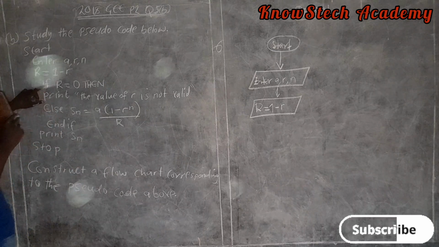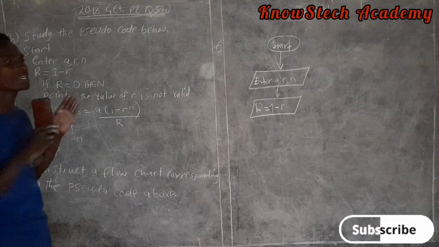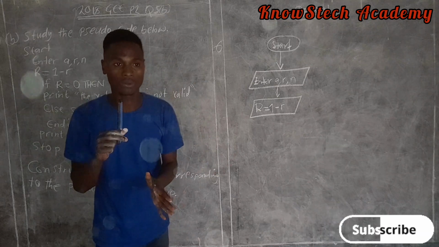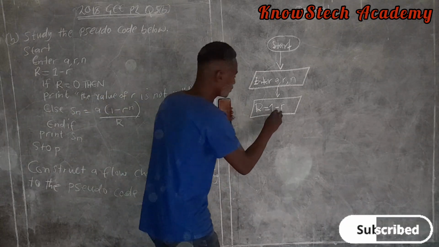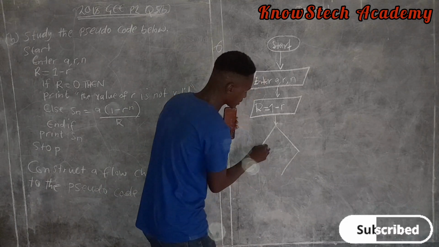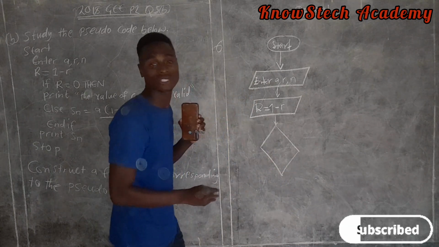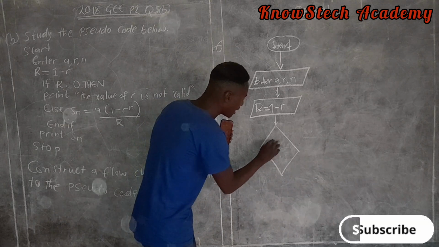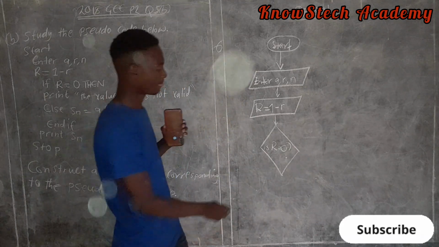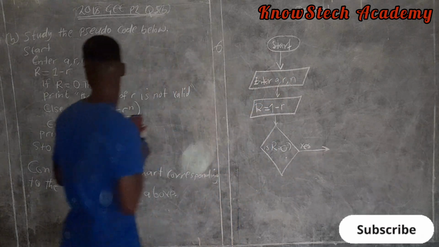Next is, if R is equal to 0, then. So what you do here is, there is if, it's a condition. It can either be yes or no. All right? So you use a decision box, which is a diamond. Yes. So you ask yourself, is R equal to 0? Question mark. If yes, here, if yes, what happens?